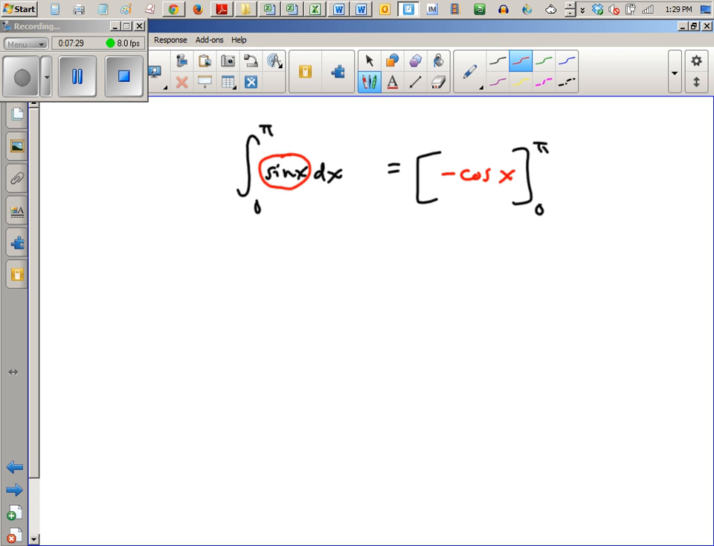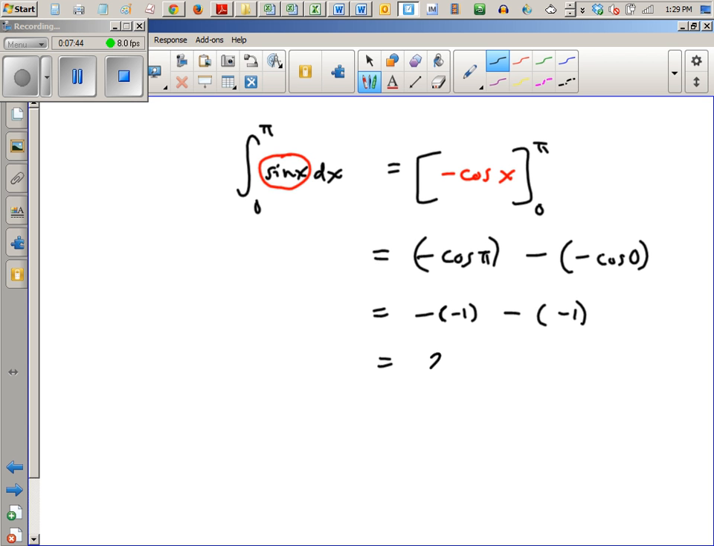Okay, let's plug in pi and 0, see what we get. So we would have negative cosine pi minus negative cosine 0. This is negative of negative 1. And this is negative of negative 1. So this is 2. It's 1 plus 1, which last I checked was 2. So this just means that on a sine wave, if you calculate the area of this full bump right here, its area is 2. Interesting.